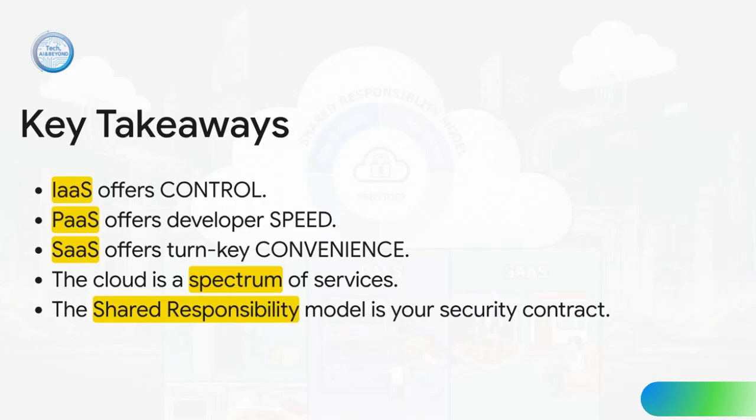So let's wrap this all up. What's the main takeaway? The cloud is not one thing. It's a spectrum of services. IaaS gives you control. PaaS gives your developers speed. SaaS gives you turnkey convenience. And holding all of it together is that shared responsibility model. Knowing exactly where your security duties begin and end, that is the absolute first step to building a successful and, more importantly, a secure cloud strategy.